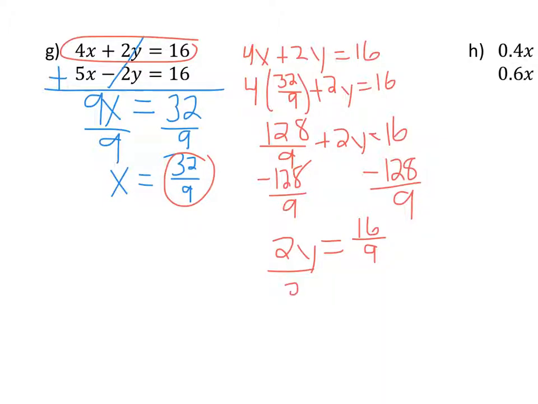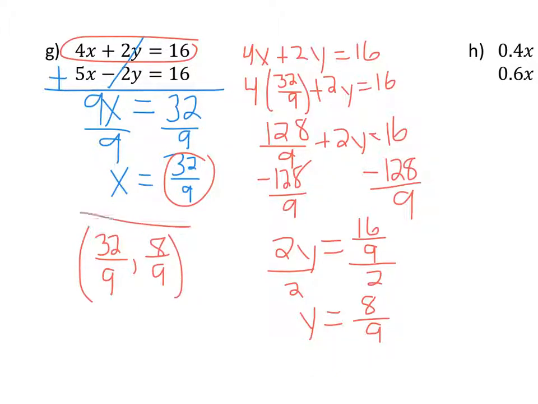Divide by 2. We get y equals. In your calculator, make sure you put 16 over 9 in parentheses. Then divide by 2. Hit math, enter, enter. And we get 8/9. So our solution here looks a little strange. We have 32/9, comma, 8/9.